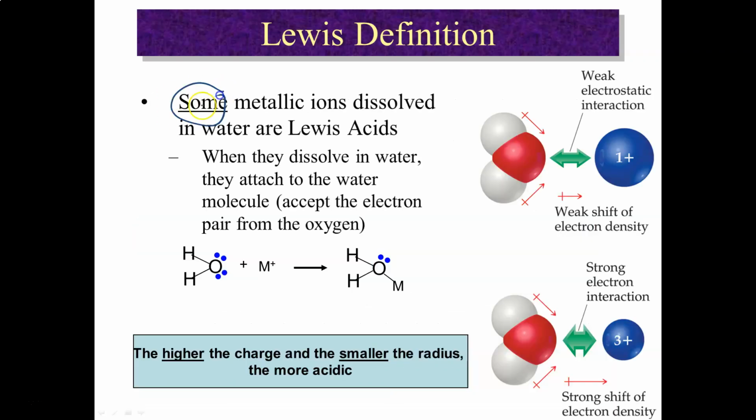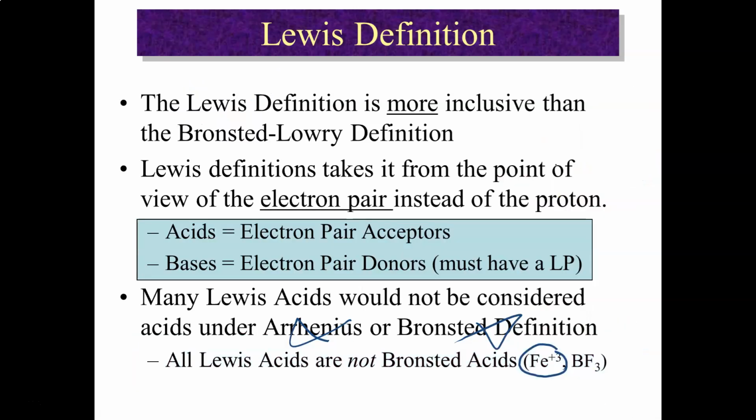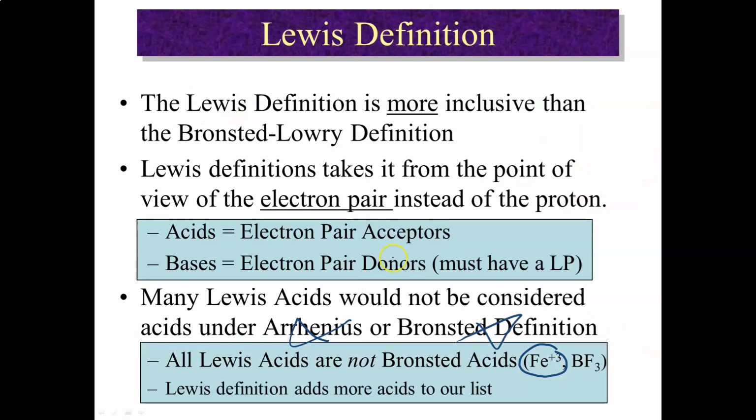Some metallic ions, like Fe plus 3, are acidic when they dissolve in water. So why does that happen? When they dissolve in water, they attach to the water molecule and accept the electron pair on oxygen. You remember, oxygen has 2 lone pairs on it. A Lewis base is an electron pair donor, and an acid is an electron pair acceptor. So we're going to focus on Fe plus 3, our positive ion, accepting an electron pair from the water.